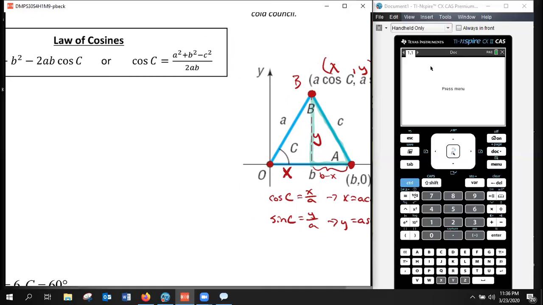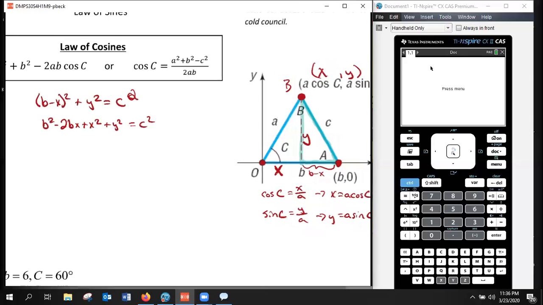With our Pythagorean theorem, I'm going to start by saying (b minus x) quantity squared plus y squared is equivalent to c squared. Again, simple Pythagorean theorem. Now, if I want to multiply this out, this is b squared minus 2bx plus x squared plus y squared will equal c squared.